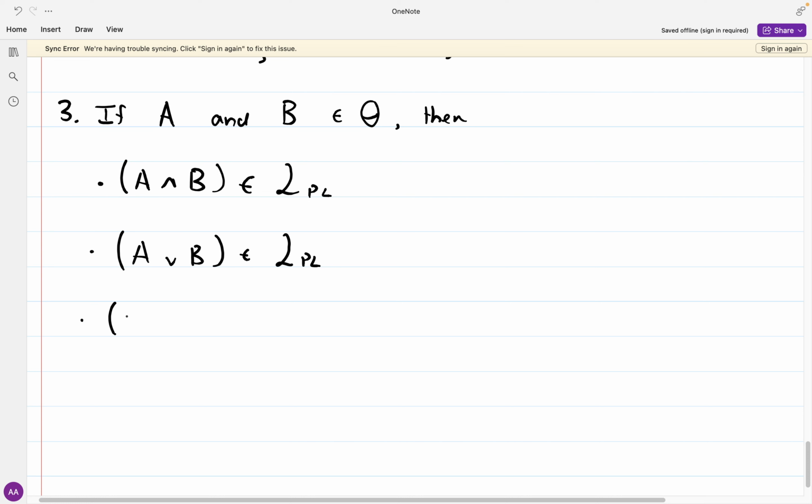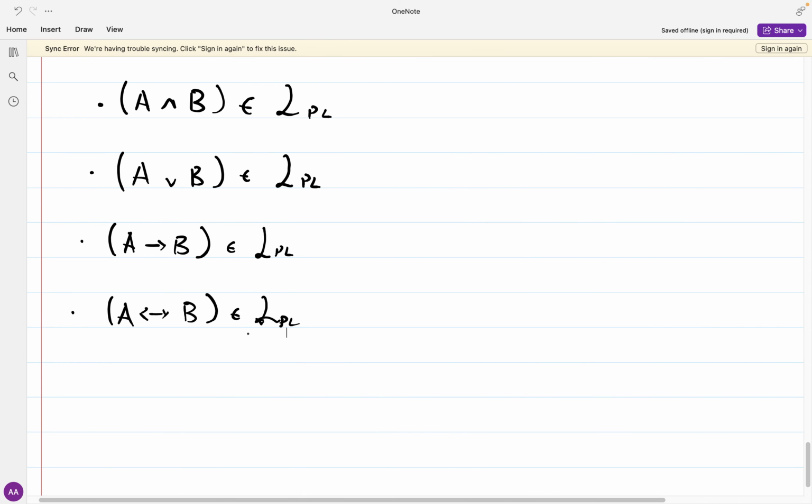And you can also make the claim for all of the other connectives that we can have as well. So if A then B is a member of the language of propositional logic, and so too is A if and only if B. Now, the reason why textbooks do not necessarily have these two at the bottom as part of this language is because you can define these two in relation to the other three.